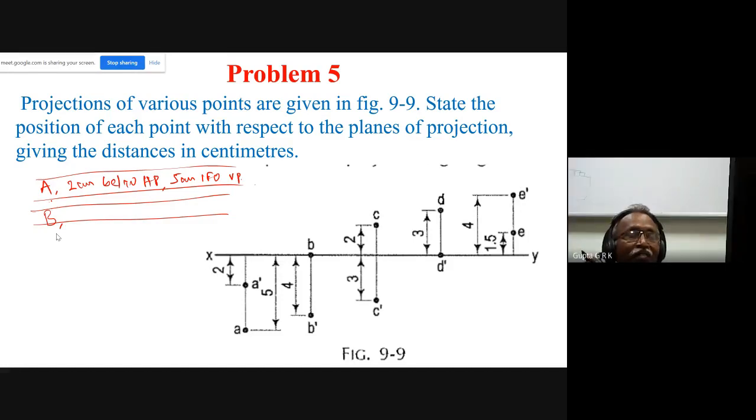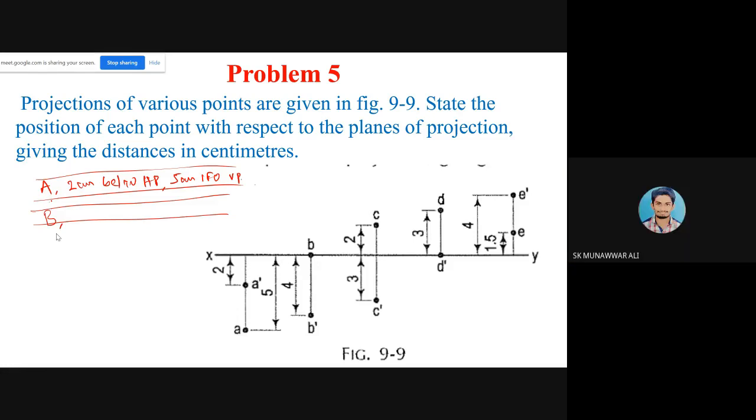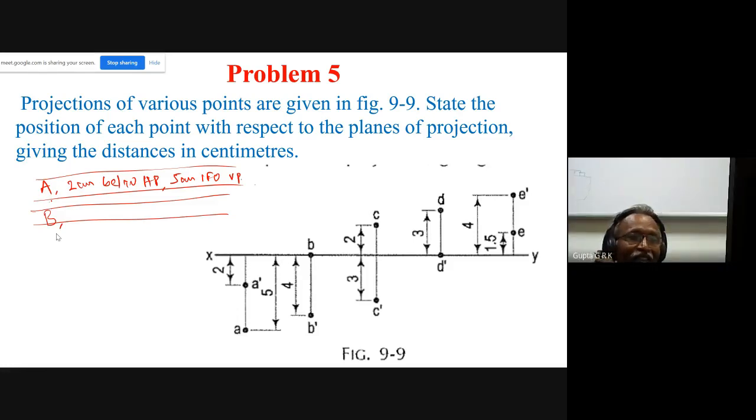Behind VP. Okay. So there should not be any confusion. Any small confusion, your problem will be completely wrong when you go to the bigger problems. This should be very clear. So you have to write the description for each of them in guidelines. I am writing roughly. You have to write neatly.